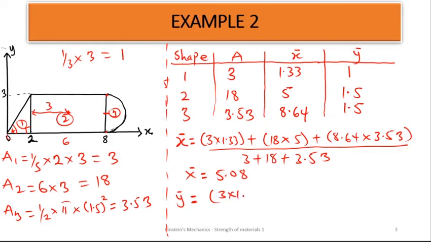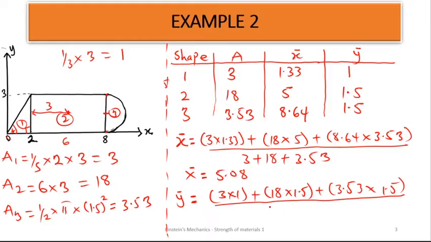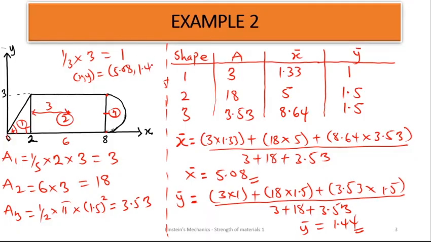The Y prime is going to be the area 3 by 1 plus 18 by 1.5 plus 3.53 by 1.5. Everything on the area. 3 plus 18 plus 3.53, and your Y bar is giving us 1.44. So with this, you are going to have your center. So the center XY is 5.08, 1.44. Very good.